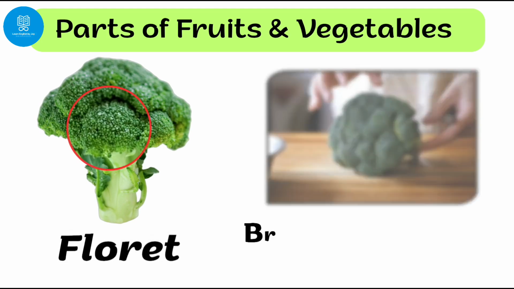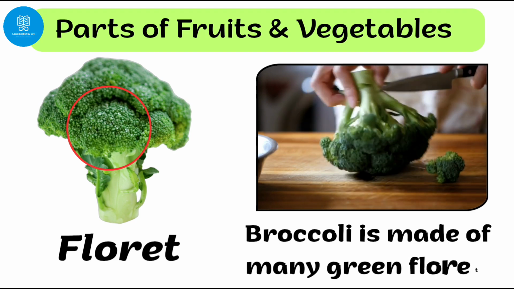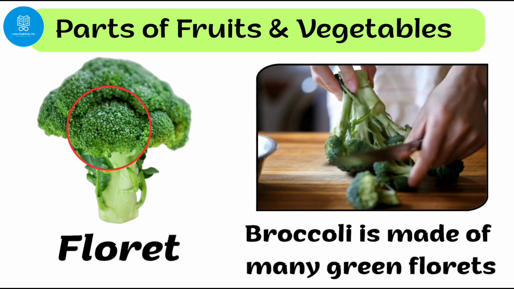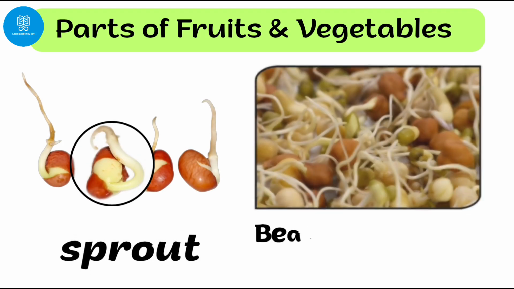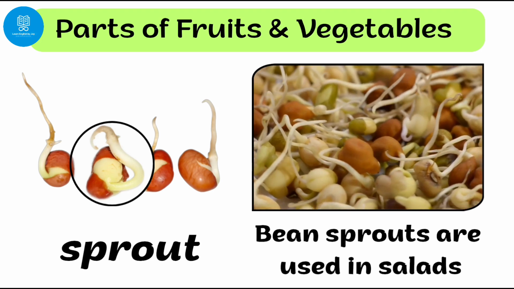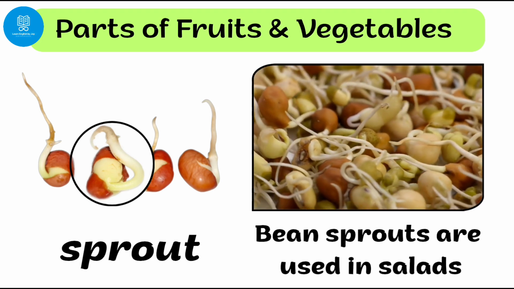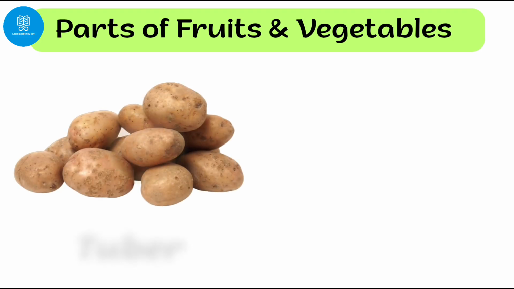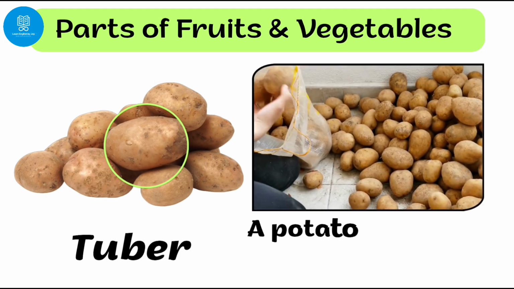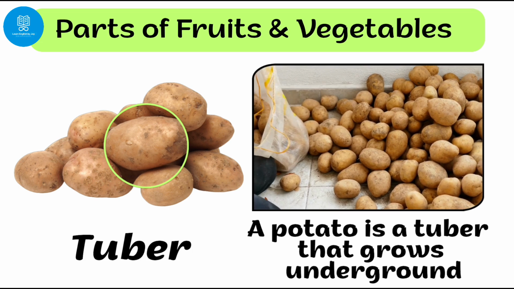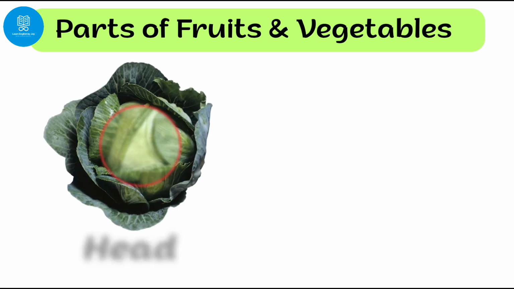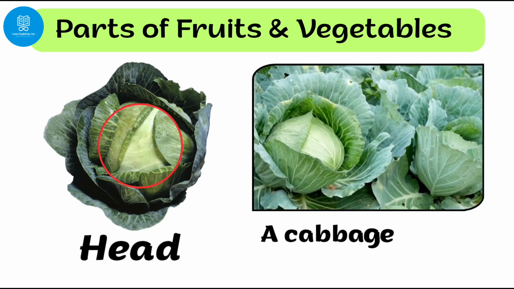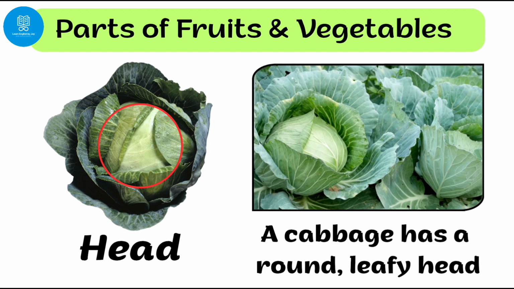Floret. Broccoli is made of many green florets. Sprout. Bean sprouts are used in salads. Tuber. A potato is a tuber that grows underground. Head. A cabbage has a round, leafy head.